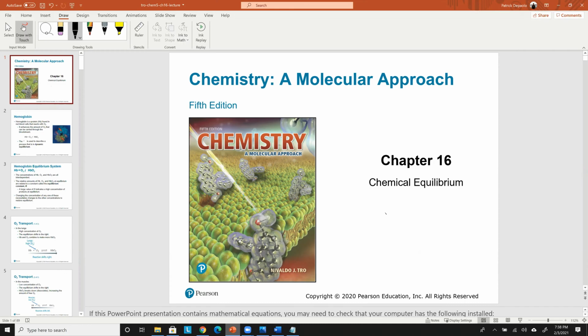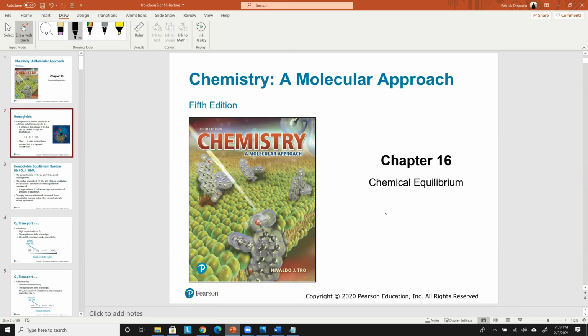Whether it's at equilibrium more towards the products or more towards the reactants, meaning which ones are in higher concentration, products or reactants. So we'll talk all about that today.